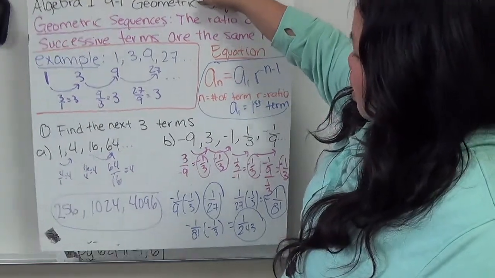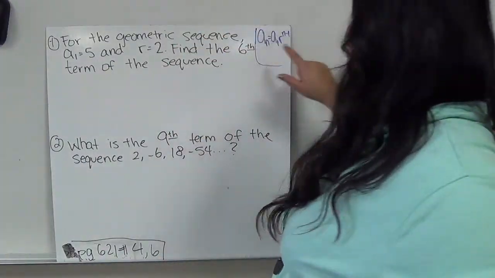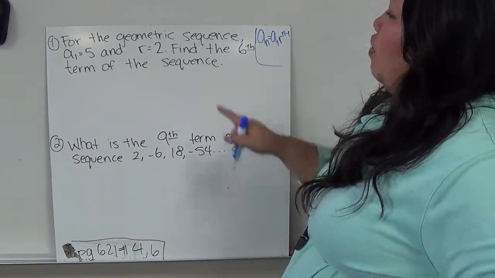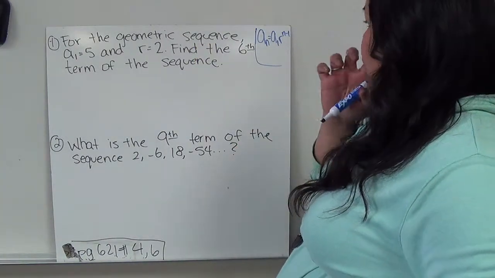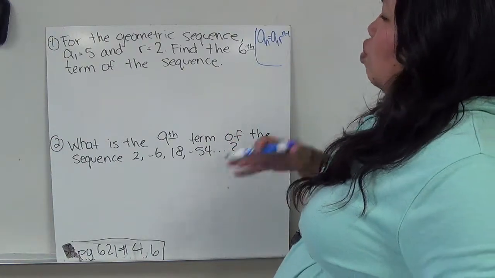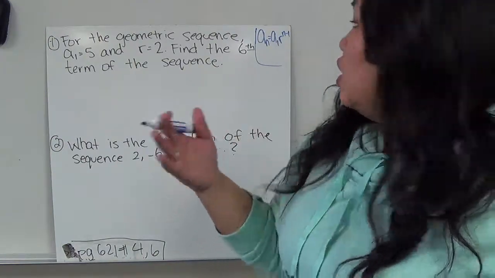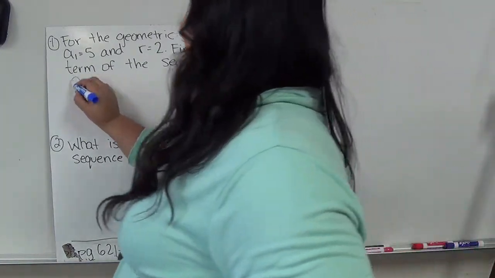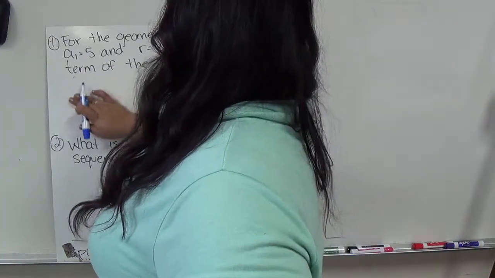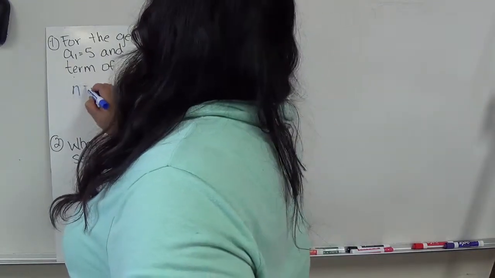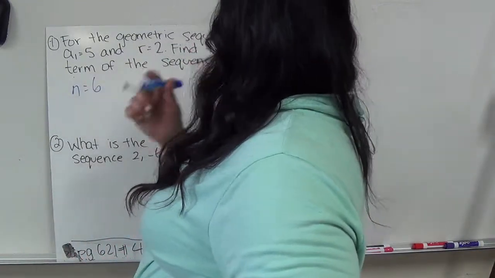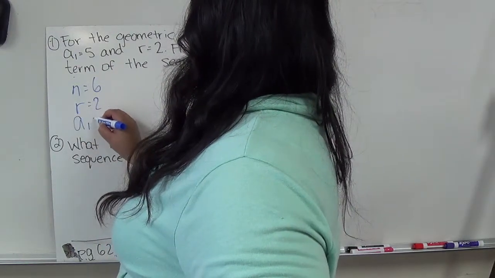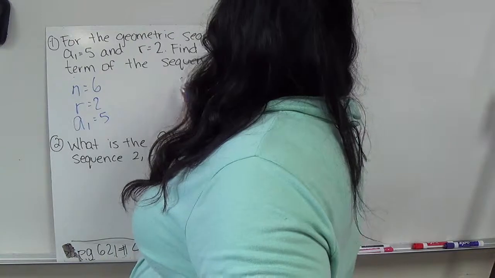So I wrote it here: an equals a1 r to the n minus 1. So if the geometric sequence has a1 of 5, so the first term is 5, and a ratio of 2, so it multiplies by 2 every time, they want you to find the 6th term. So your n equals 6, because you're looking for your 6th term. Your ratio is 2, and your a1 equals 5. So I'm going to plug that in.